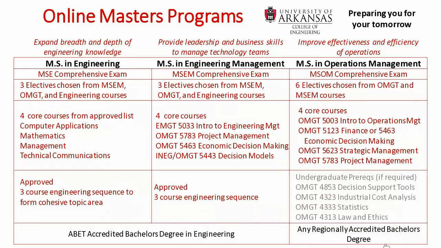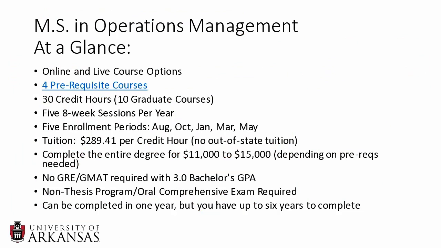So the MS in Operations Management, at a glance, we've got online and live course options. We've got a couple prerequisite courses. It's 30 credit hours. There's 5 8-week sessions per year and 5 enrollment periods. They go August, October, January, March, and May. So pretty much whenever you're ready, we are here for you. The tuition is $289 per credit hour, and there's no out-of-state tuition surcharge. So wherever you are, it's $289 per credit hour.